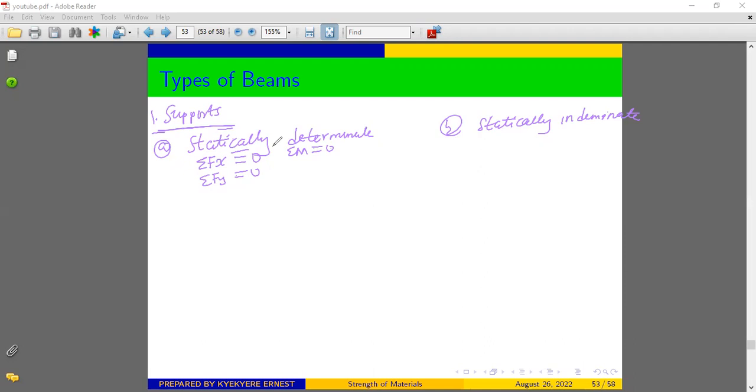Now looking at statically indeterminate beams, let us look at the types. First, the first one under this type is called simple beams. Now, when we talk about simple beams, we are talking about a beam which has a pin support at one end, and then it also has a roller support at the other end.